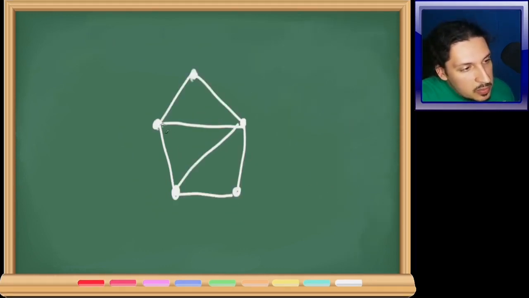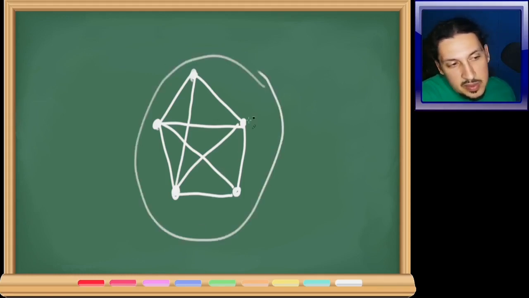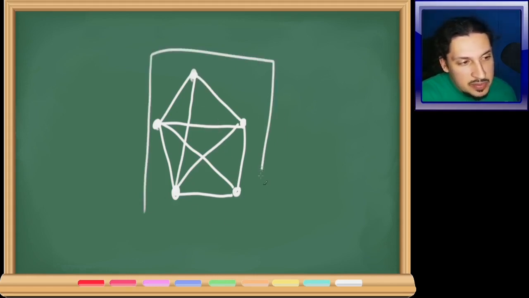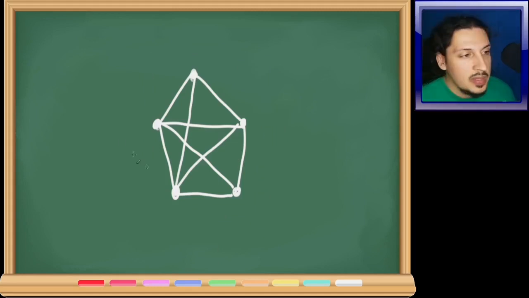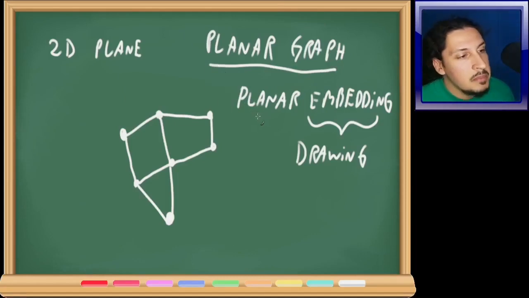So for example, this would not count as a planar embedding of the complete graph of 5 nodes, because the edges are crossing right here, for example. This, for example, would not be a valid embedding of this graph that is complete except for one edge. But nevertheless, the graph itself is planar, because we say that a graph is planar if there exists an embedding of that graph in the plane.